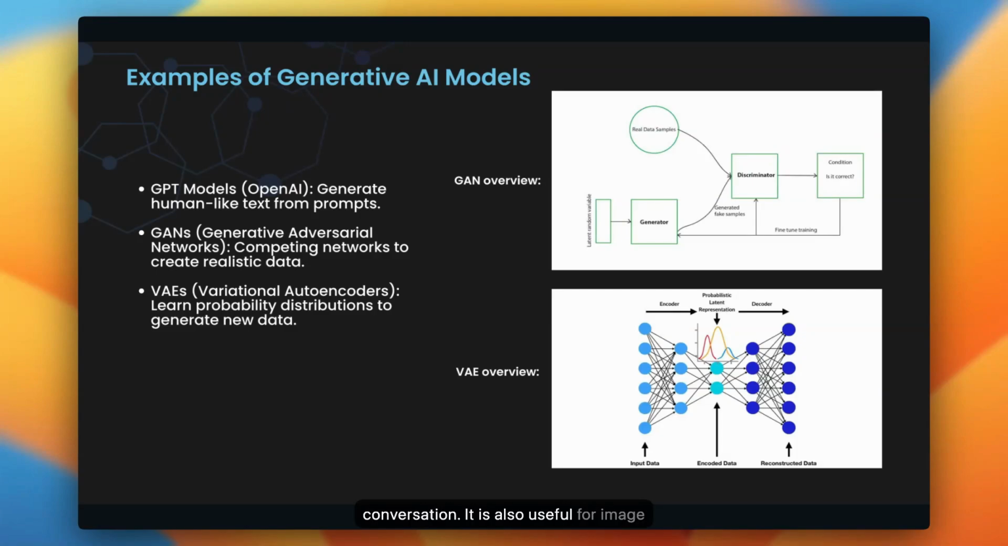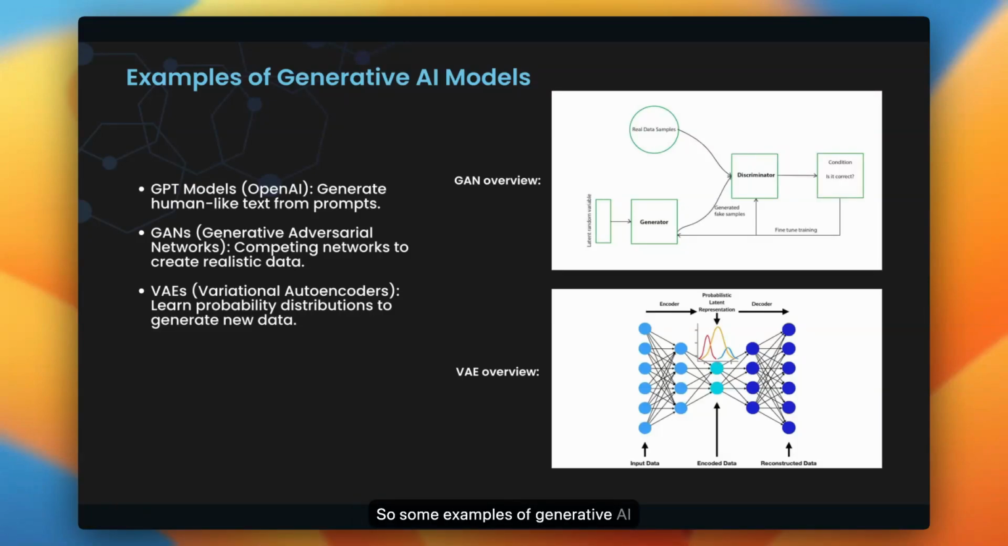It is also useful for image generation, so creating realistic images or art or deepfakes, or audio generation, synthesizing speech and creating music. And generative AI opens up a lot of possibilities for creativity and automation in ways that were previously not possible. That's why ChatGPT created such a chaos in the AI industry, and now everyone is using it because basically it does a lot of manual work that humans used to do by themselves.